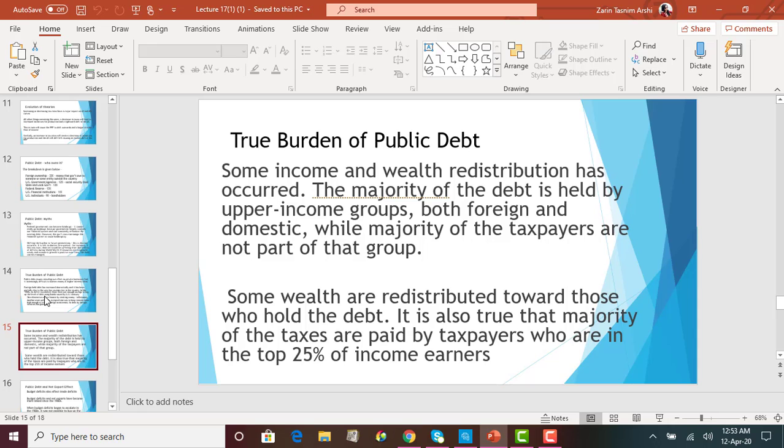Another disadvantage of public debt is that some income and wealth redistribution has occurred. The majority of the public debt is actually held by the upper class people who have more income, right? Probably they are the ones who spend more money, but if we look at the public debt per capita, this debt is equally spread out among the people, even people who earn very little. They also have a portion of that public debt. So there's some level of redistribution needed, and that's a problem with public debt.